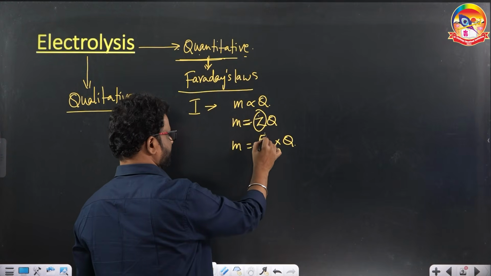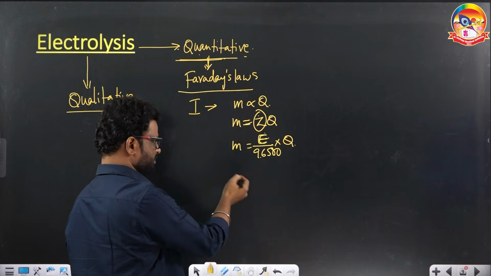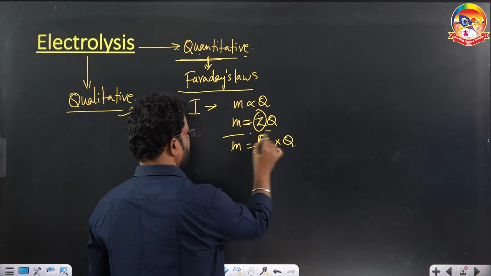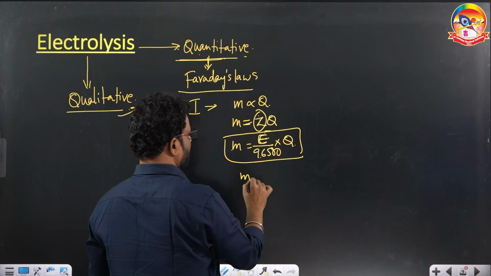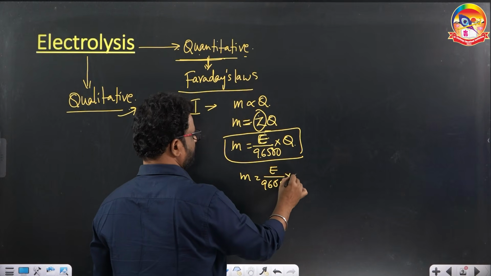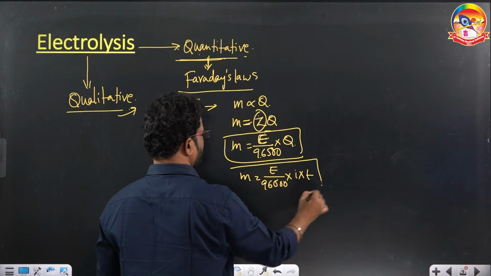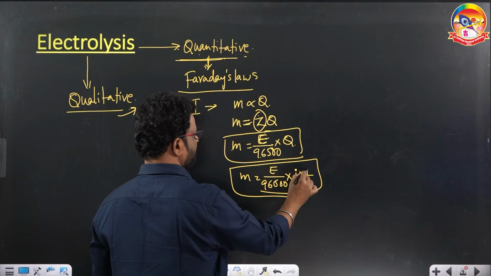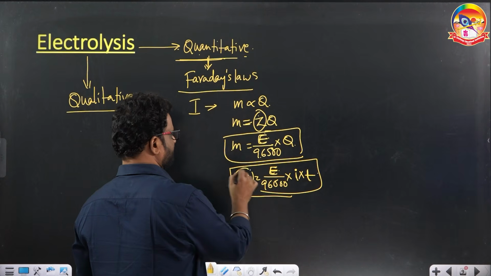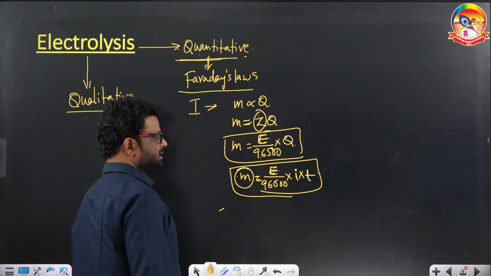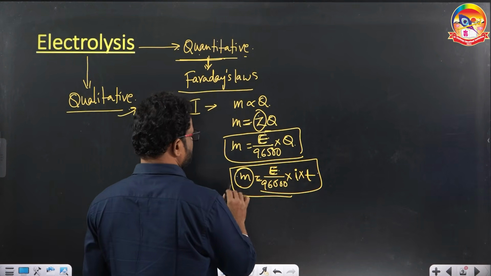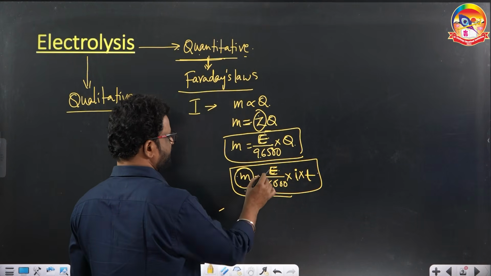Electrochemical equivalent is related to the equivalent weight of that substance deposited, as Z is equal to E by 96,500 into Q, or you can write M is equal to E by 96,500 into I into T, where I is current in amperes, T is time in seconds, and E is the equivalent weight. Then you will get mass. If you substitute the gram equivalent weight here, you will get mass of substance in grams. So this is the mathematical relation for Faraday's first law.